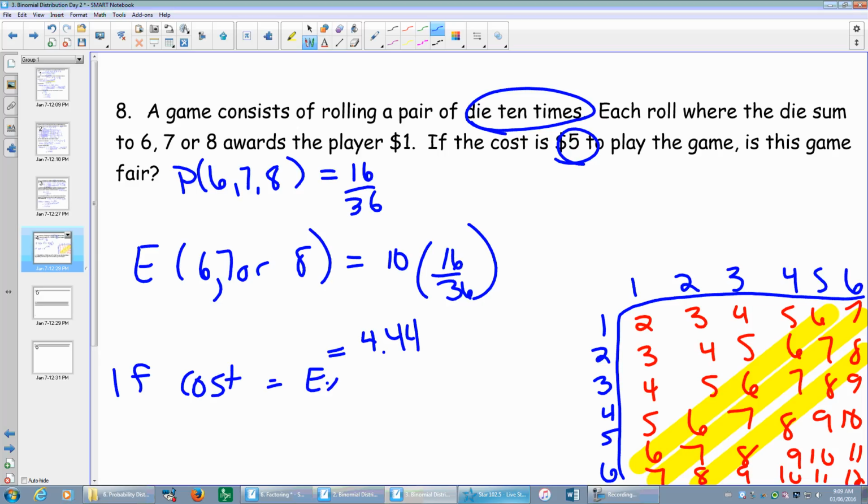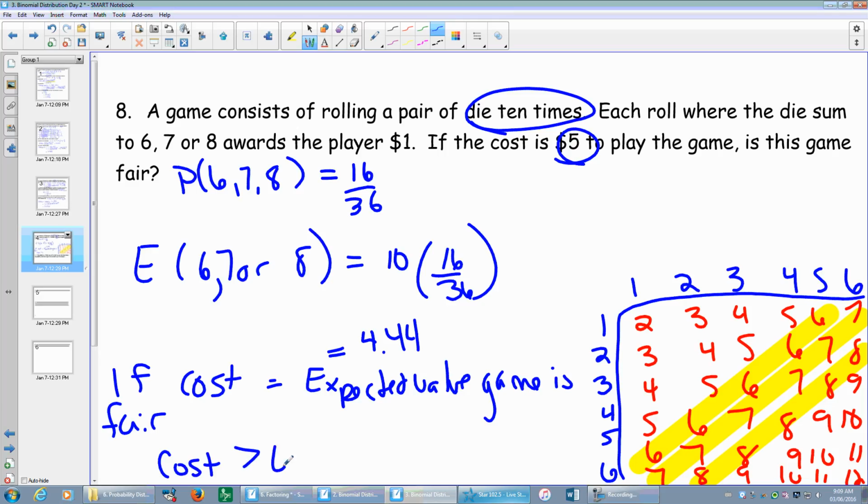to the expected value, the game is fair. If the cost to play is greater than the expected value, it's not fair. So this is a case here where it costs $5 to play. This is not a fair game. Is the game fair? No. Does anyone have any questions about this example?